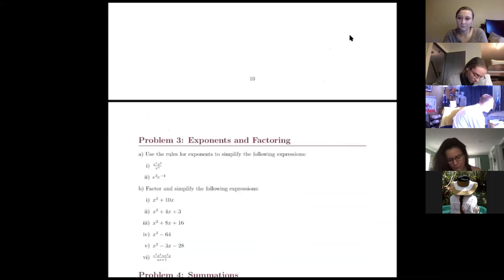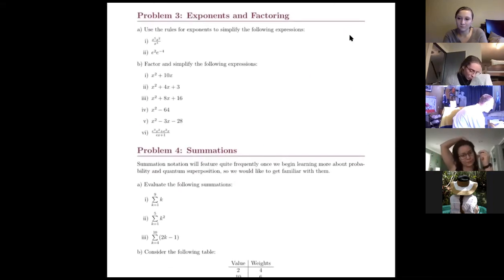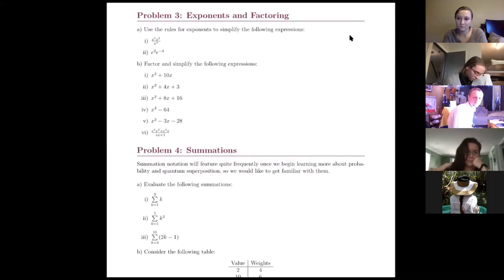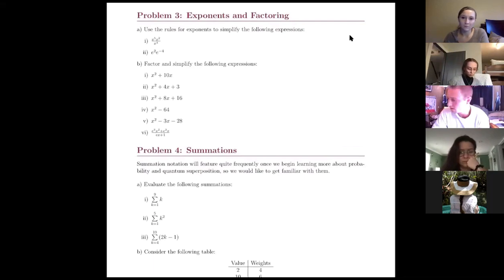Okay. Problem 3, exponents and factoring. Okay, so I'll do one of these first ones. There's only two. So basically this is reminding you of your exponent rules. So let's do this first one.